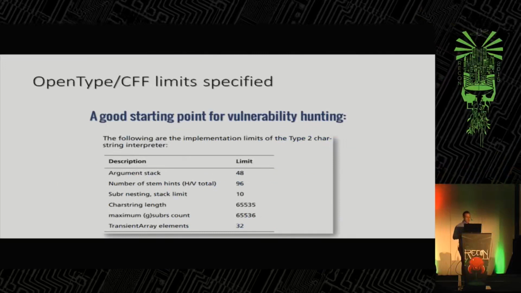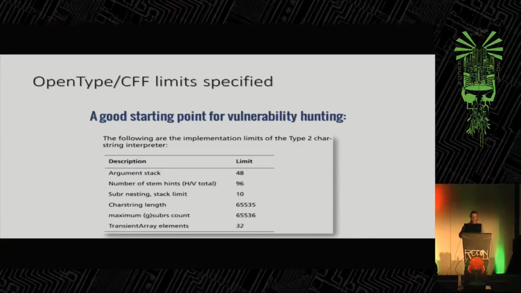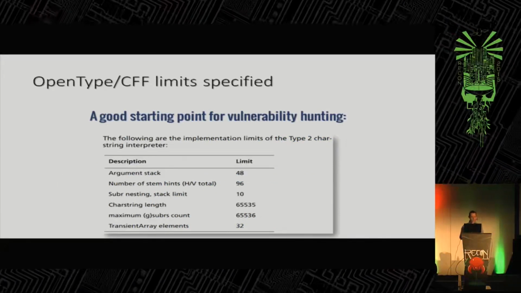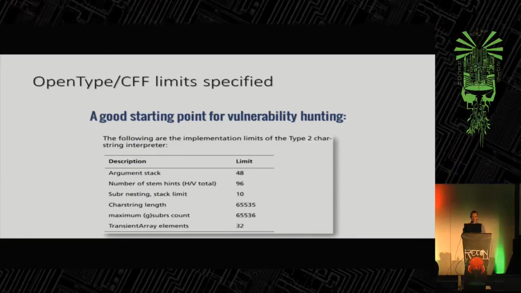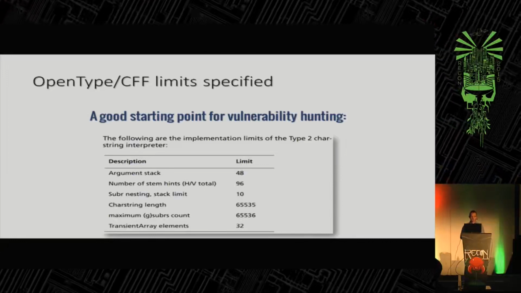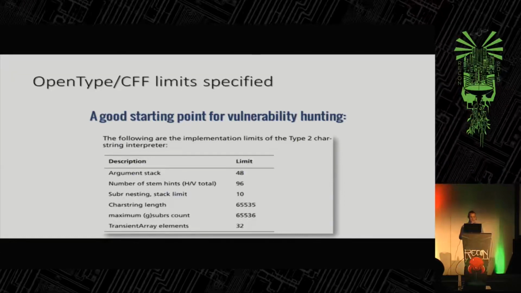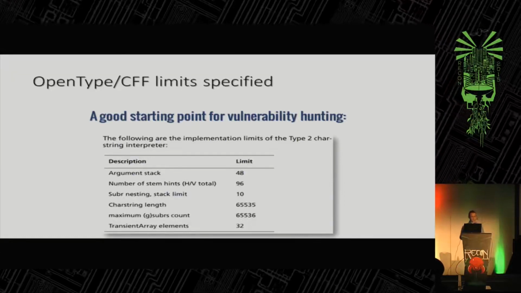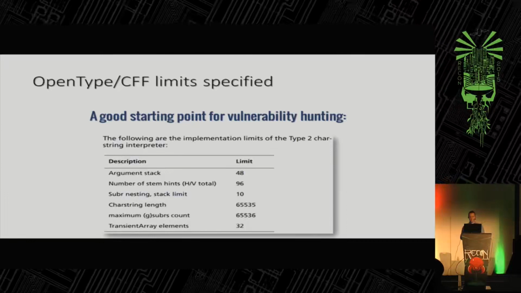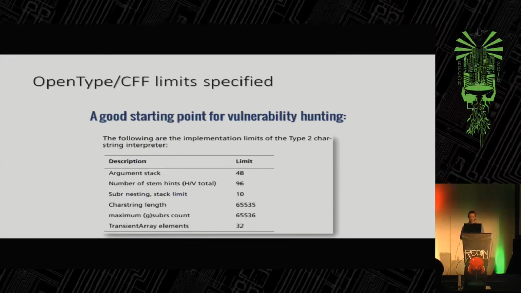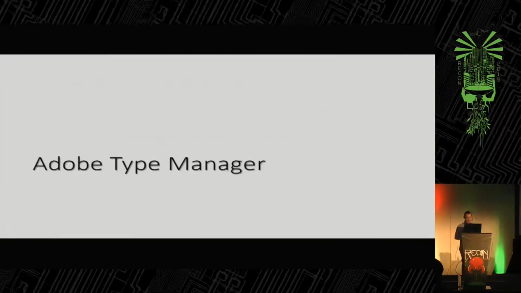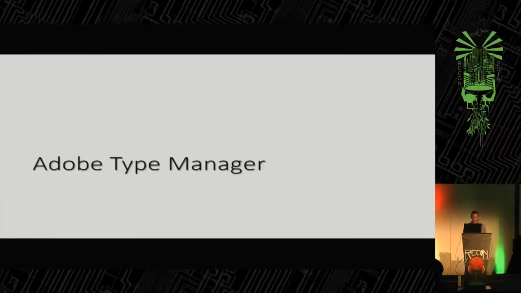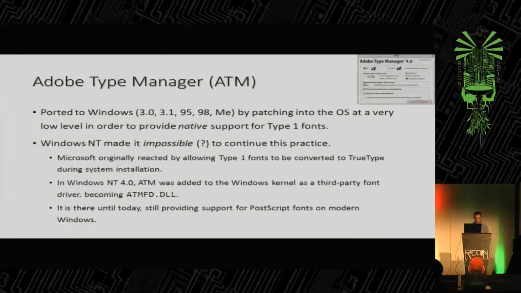And if we also look at the OpenType specification, at the very end of it, there's a very interesting table which specifies all of the limits for all of the structures that should be used for implementing OpenType and CharStrings. So that is actually a very good starting point for vulnerability hunting, so we can verify that all of those limits are actually followed by the implementation that we are looking into. So now let's look into the Adobe Type Manager software.